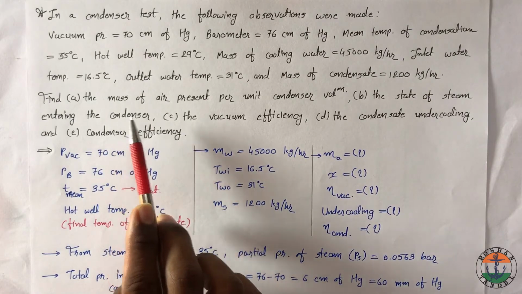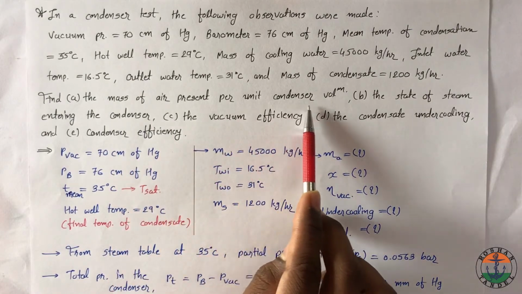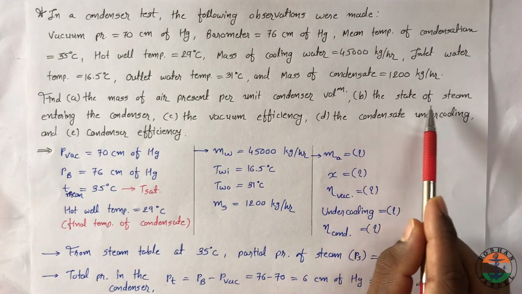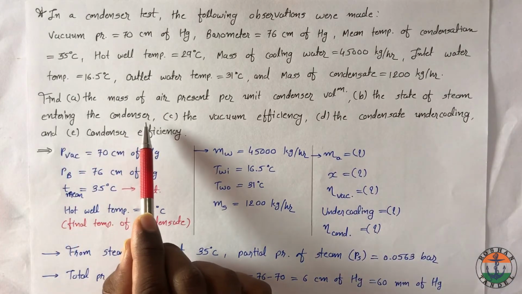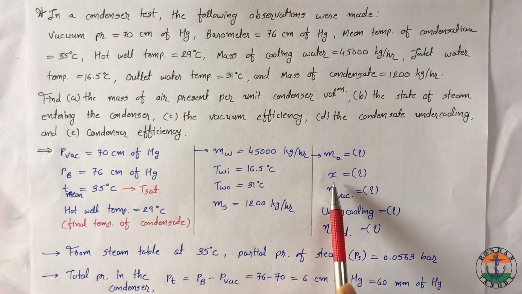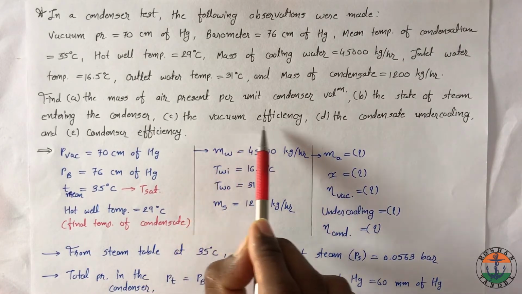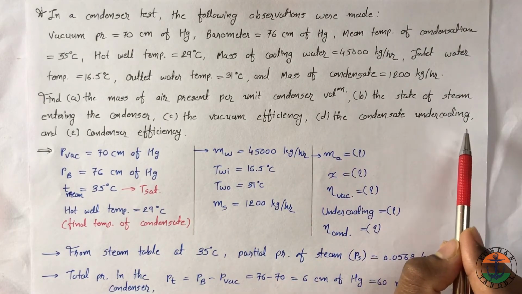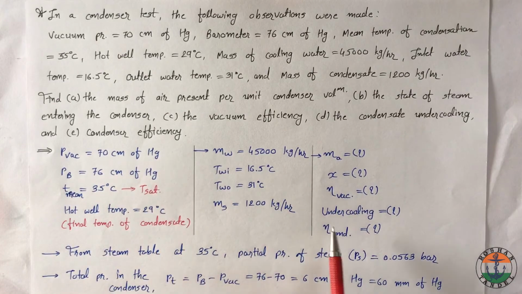Find mass of air present per unit condenser volume, MA. Second, the state of steam entering the condenser. It means quality of steam, dryness fraction, X. The vacuum efficiency, the condensate undercooling, and condenser efficiency.